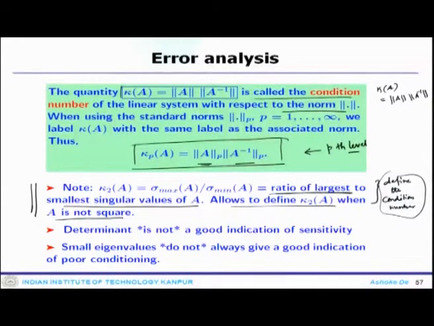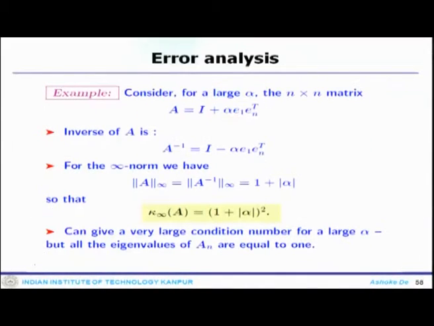So, the determinant is not a good indication of sensitivity, and small eigenvalues do not always give a good indication of poor conditioning. That is the point. Once you find the eigenvalues, if you try to anticipate from there whether the conditioning is good or bad, that is not a good indication.